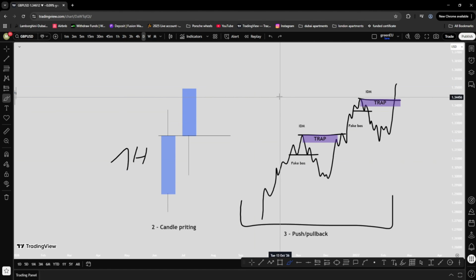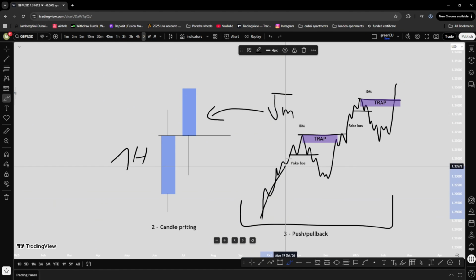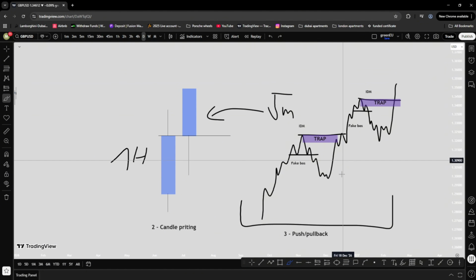So let's say this is 5 minute. This is the 1H. So this is the same price action, just on a lower time frame. This is 1H candles. This is 5 minute, like multiple candles. So as I showed you before, we have push, pullback, push, pullback, push, pullback, push. And we want to catch our entry point inside the pullback to create the push. Hopefully it makes sense.